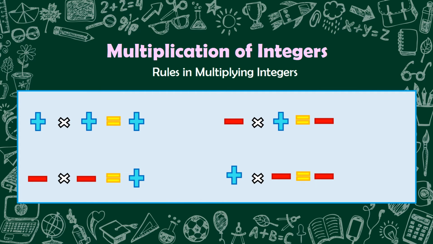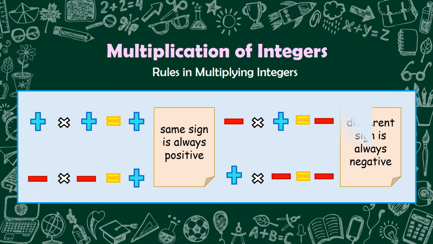Let us see this one. So if we multiply positive by a positive, our answer is always positive. A negative times negative is always positive. So remember that same sign is always positive. But if we will multiply negative to positive or positive to negative, the answer is always negative because different sign is always negative. Take note of this.